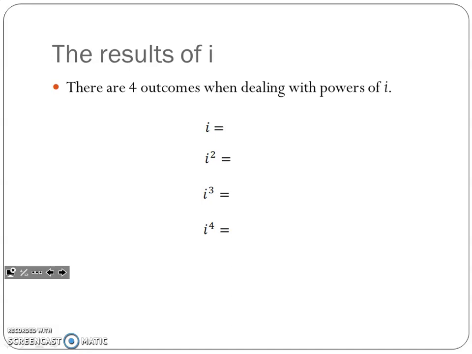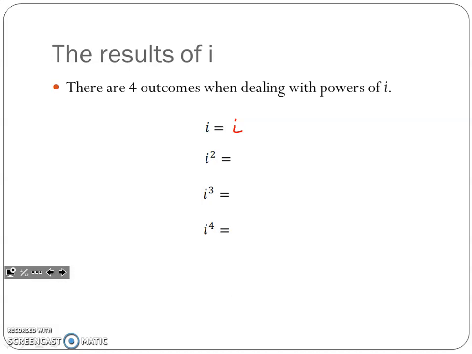Okay, so starting out, again, this should be a review for you guys, so hopefully you remember this, but there are 4 possible outcomes that you can get when you are dealing with your powers of i. The first one is anytime you have an i to the first power, that just equals i. Nothing tricky with that one.